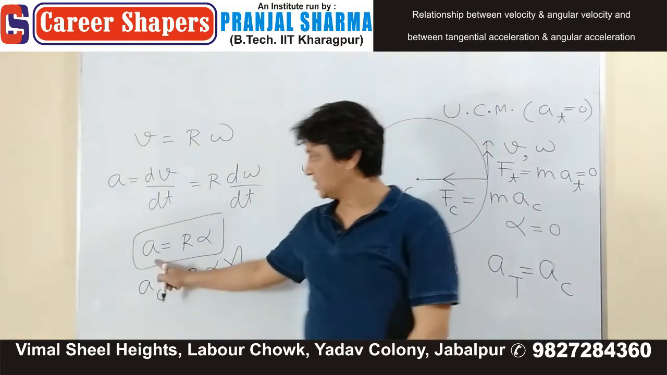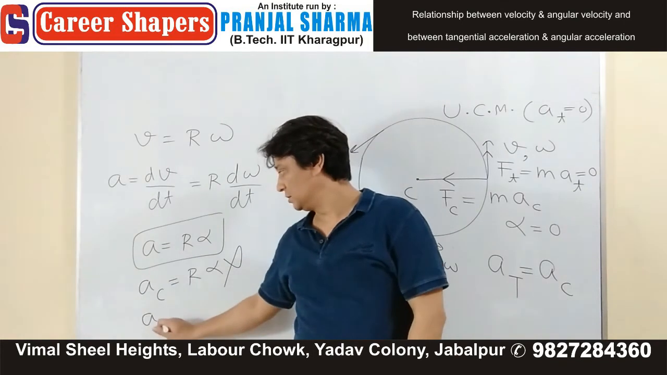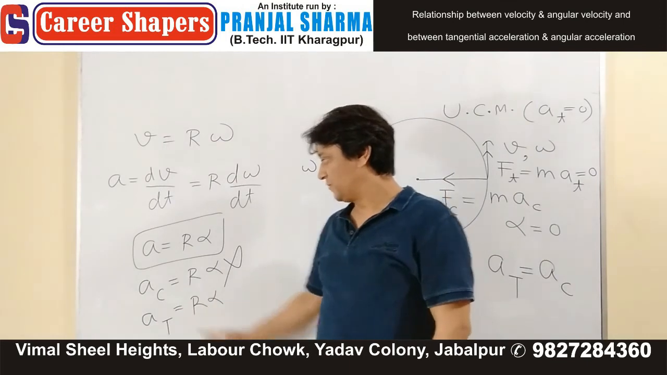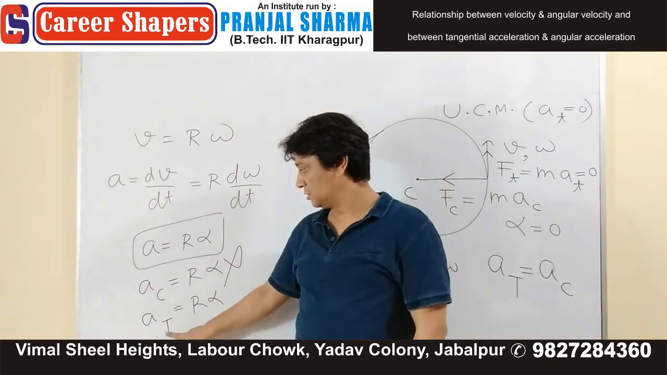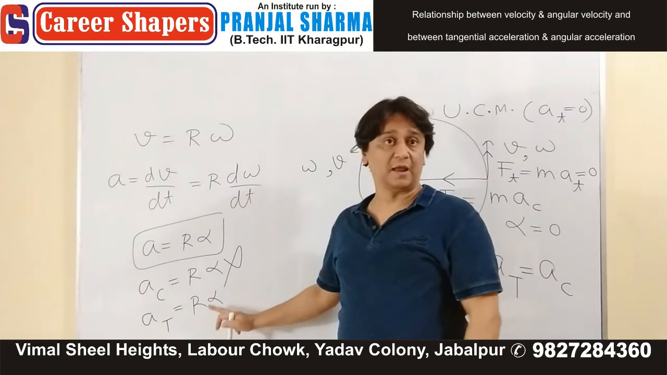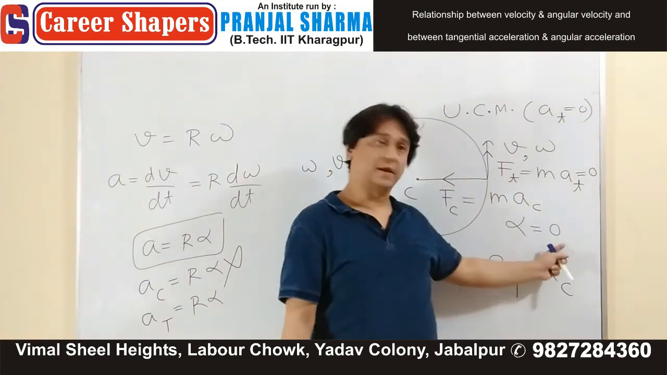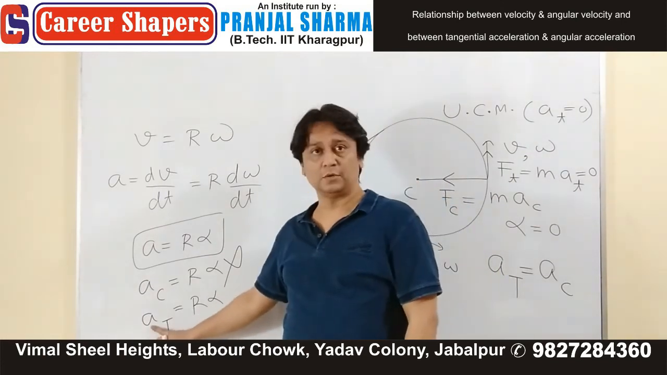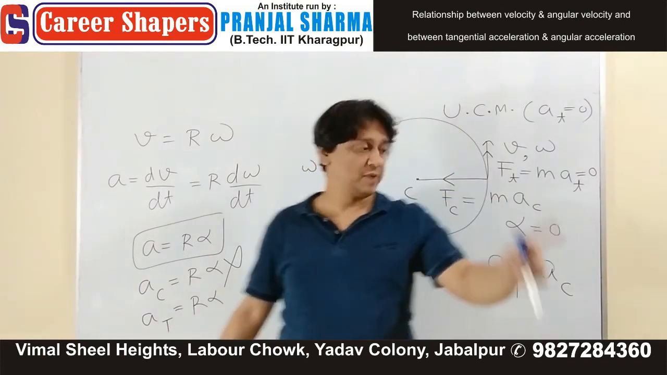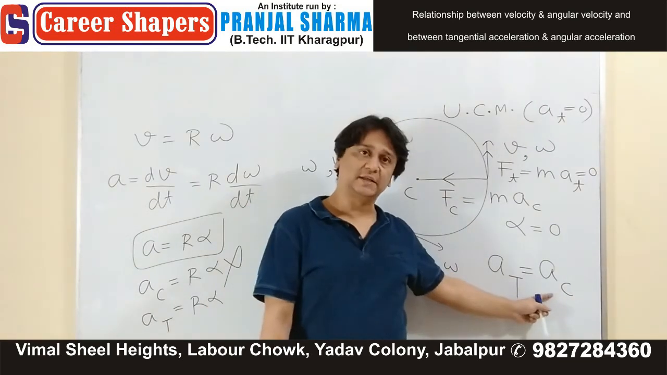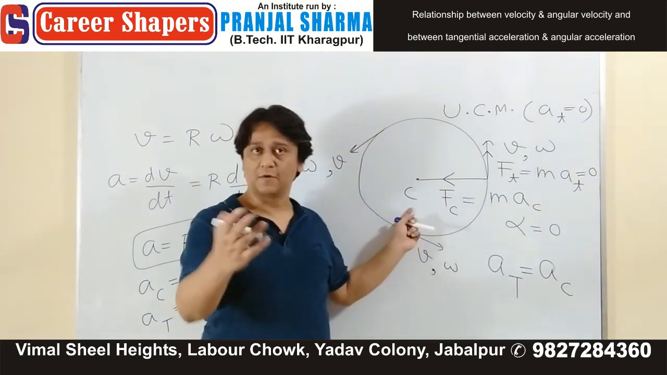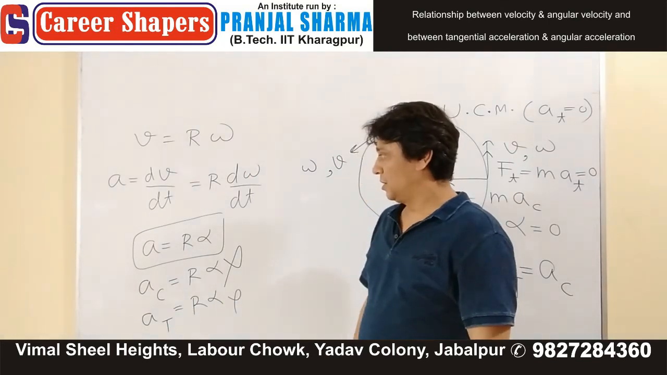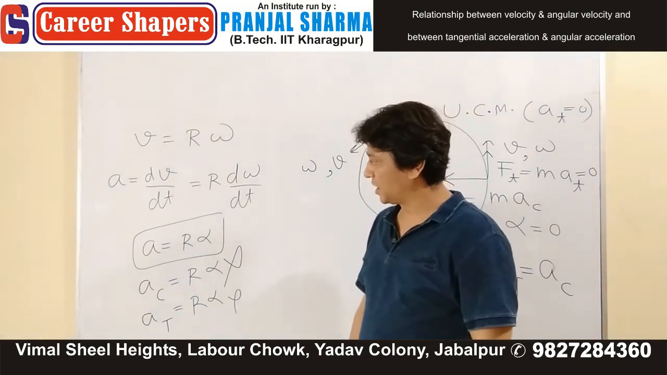Somebody saying that this A is a total, they are confused again. Why? If I say this is a total, then I know alpha in this question is 0. If alpha is 0, then A total should be 0. But it cannot be, because A total in this case is what? AC. And AC can never be 0. So this is not correct.